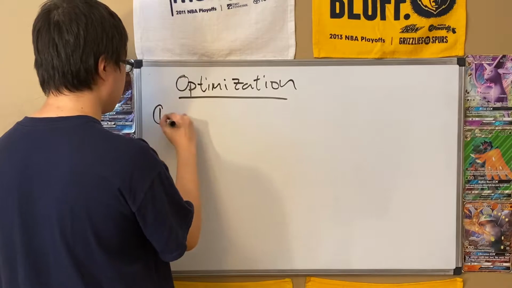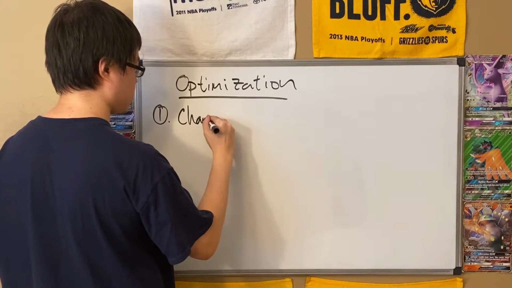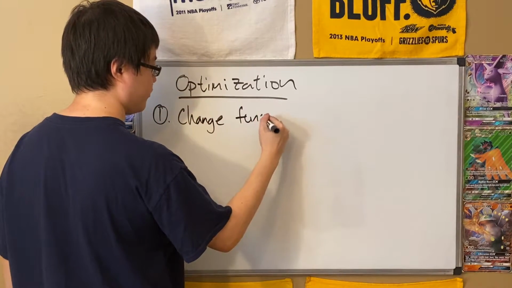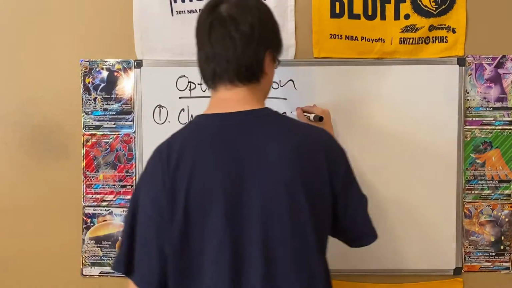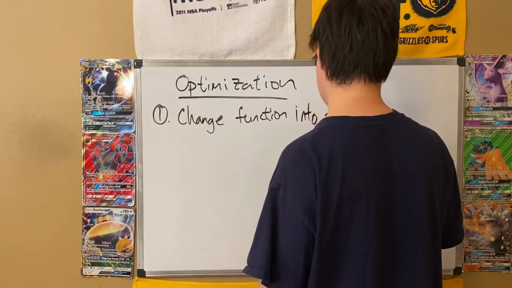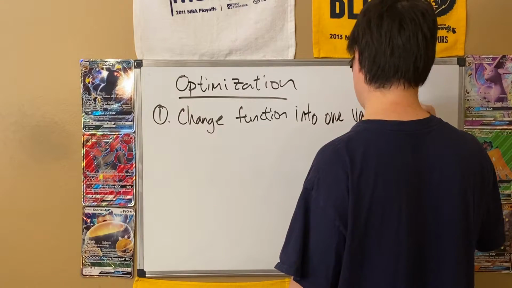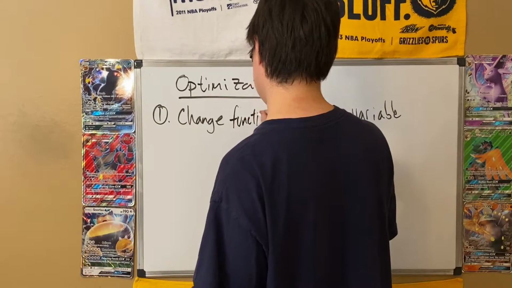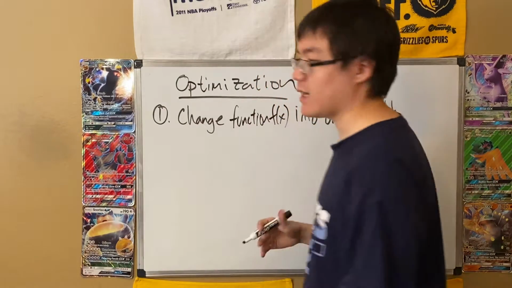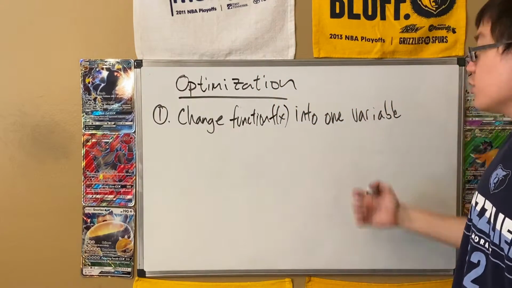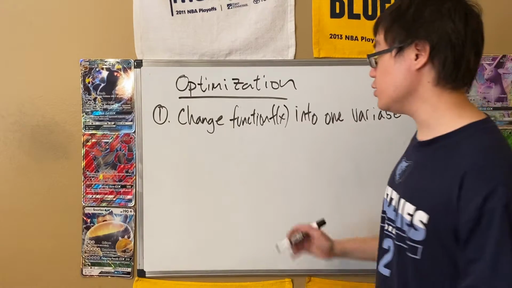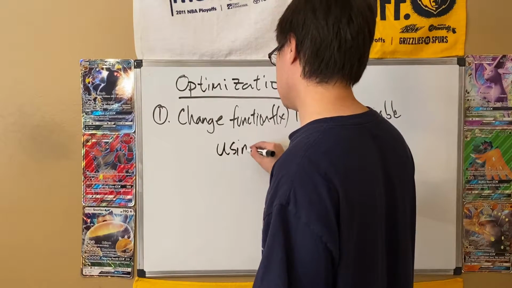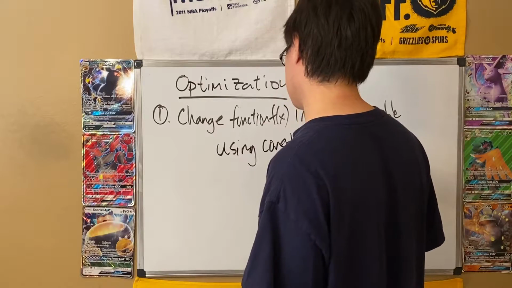So the first step will be to change the function, the thing you're taking the maximum of, into one variable. Let's call this function f of x. So I'm trying to maximize or minimize f of x, and we're going to change that into terms of one variable using another equation. This is called the constraint.